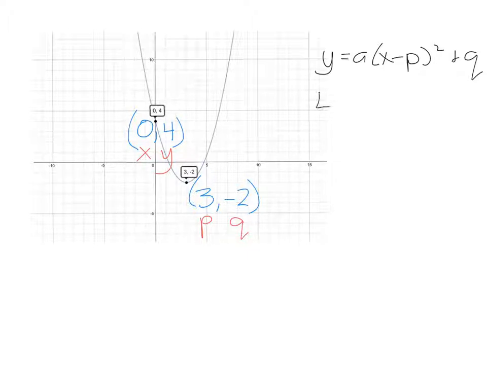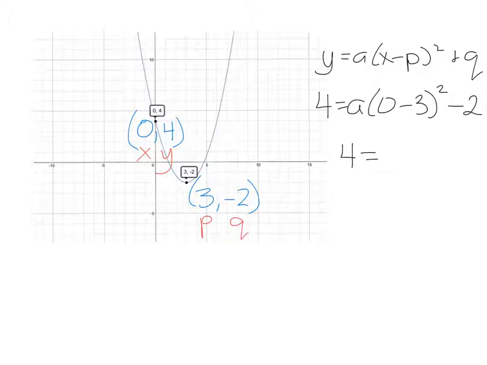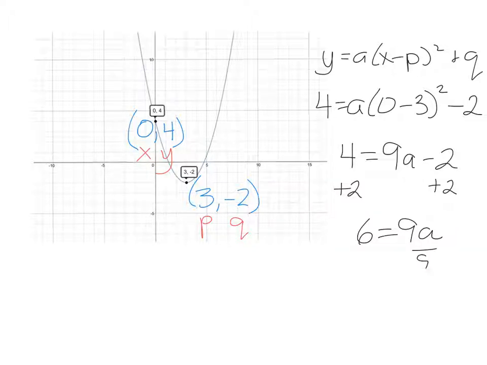So the Y value is 4. We don't know A. X is 0. P is 3. And Q is -2, so I'll just put that in as minus 2. You might have put plus -2, but I'll just put it as minus 2. Then I'm going to simplify. This gives me, so (-3) squared is 9a minus 2. And then to solve for A, add 2. 6 is equal to 9a. And then divide by 9. A is equal to 6 over 9, or that reduces to 2 over 3.